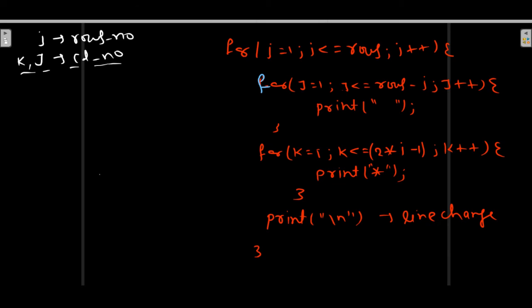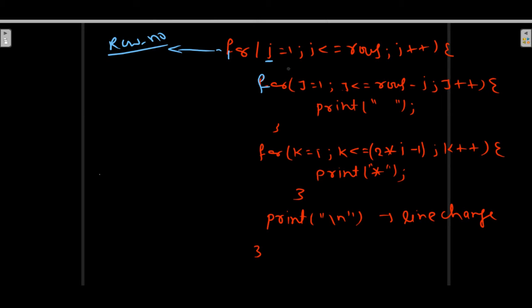So this is a for loop, and this is also a for loop. If you see the first for loop, the loop variable is I, and I have already written that I will keep track of the row number, and j and k will keep track of the column numbers. So the first for loop will keep track of the row number.